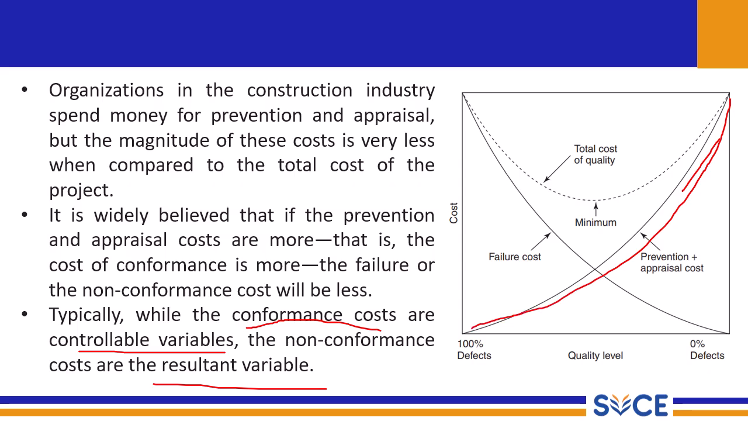When it comes to cost, there is the failure cost. The cost will be very high when there is 100% defects, and as the quality level gets enhanced, there is zero defects. So you have to make sure the total cost is at an optimum. You have to spend a minimum amount of money, not excess money. If you spend excess money, then it is not the proper way to do it.